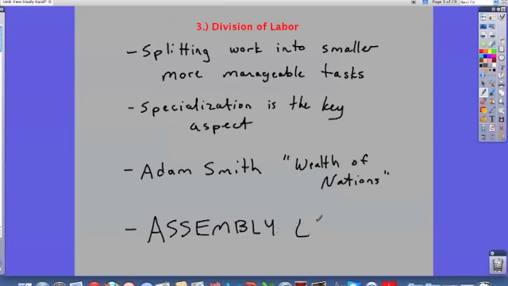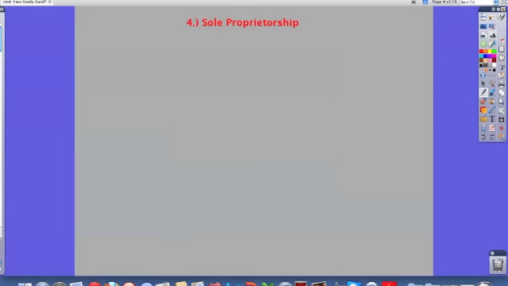Okay, and like I said again here, you can see on the bottom, assembly line is the big example of this. The assembly line, of course, we all know was created by Henry Ford, used first on his production of his Model T Fords. Remember, the assembly line increased production greatly because it led to a huge increase in productivity, which we'll talk about, but you should already understand.